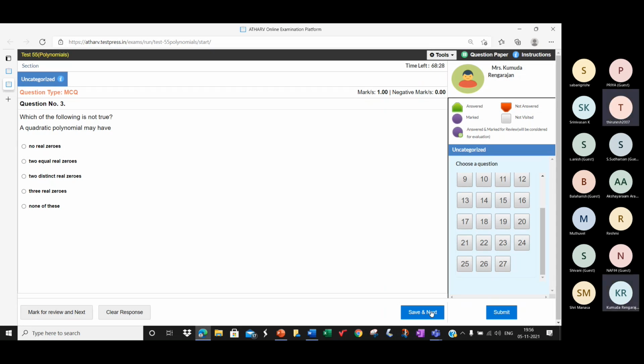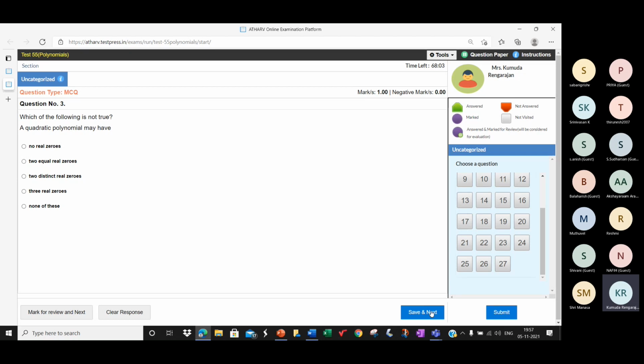See, which of the following is not true, meaning which of the following statement is false. So you should read it like this. Let me help you. So you must identify the false statement. Which of the following is false? A quadratic polynomial may have no real zeros. You should read like that. Ask yourself if it is true or false.